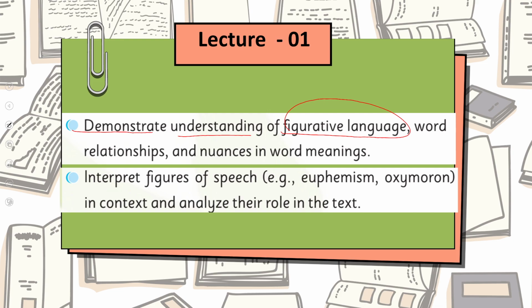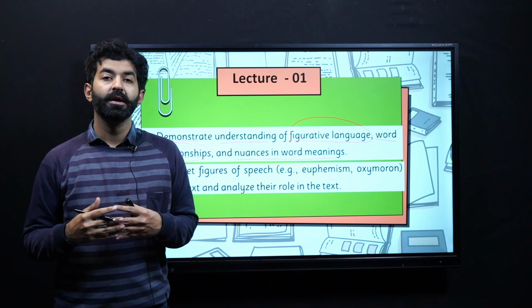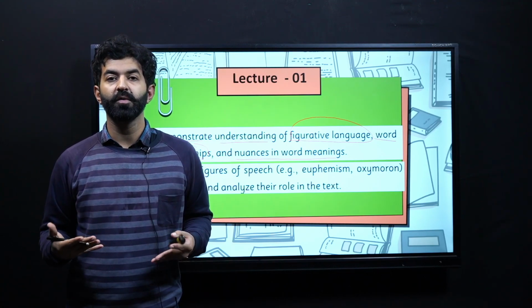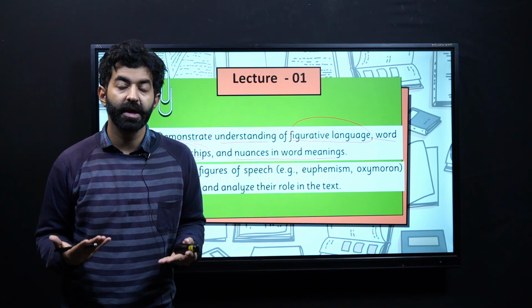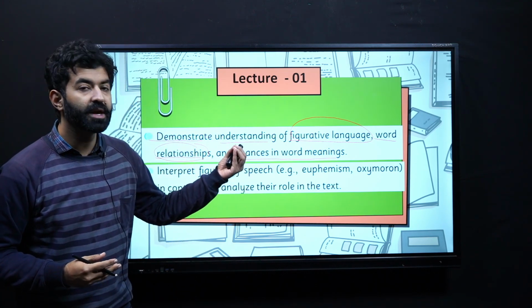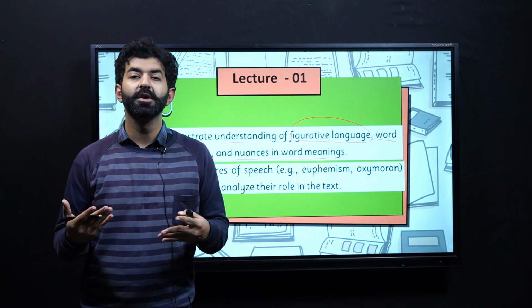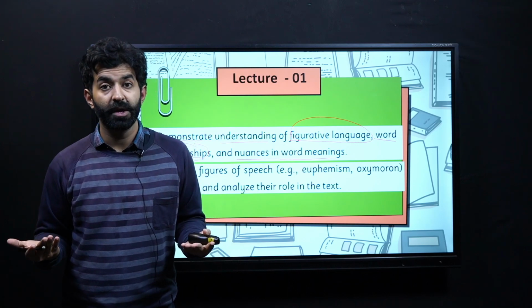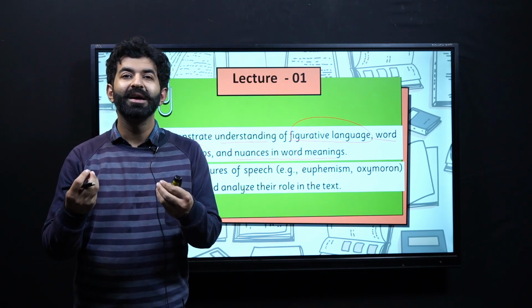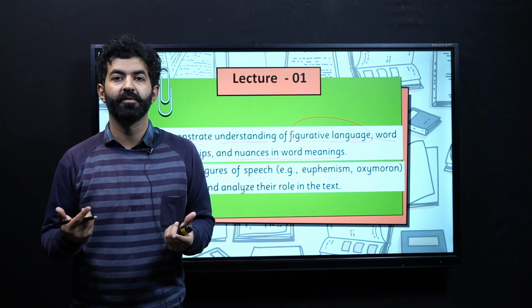So we are going to demonstrate that we have a very good understanding of the figurative language, word relationships, and nuances in word meanings. How words are related to each other. Words share a very good relationship with one another, and this way we can enhance our vocabulary when we are understanding the relation of words. Next thing is nuances in word meanings. Dear learners, nuances. It's maybe a new word for you. Nuance means slight difference, just a little bit difference.